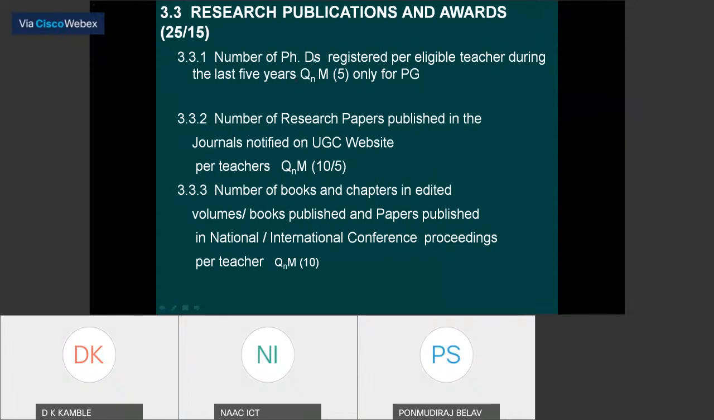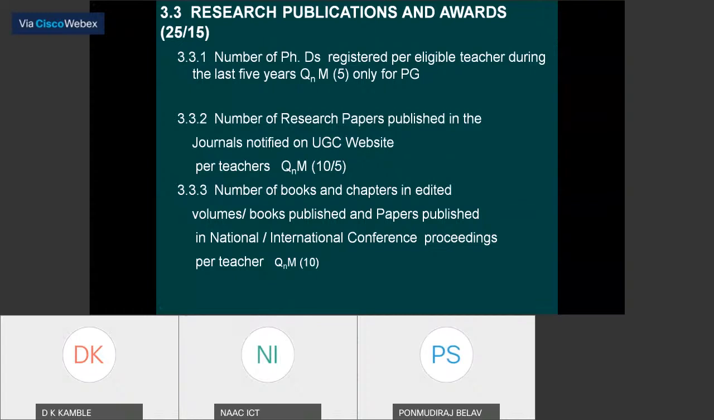Coming to research publications, number of PhDs registered per eligible teacher during the last five years. If the institution has guideship, the guideship letter was provided in the earlier metric. For how many students were admitted as PhD students, detailed documents are required in this metric. Then, number of research papers published in journals notified on the UGC website per teacher. For this, the institution has to provide the list of published papers.